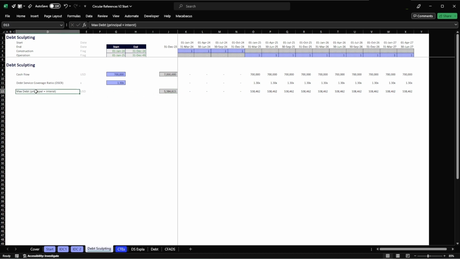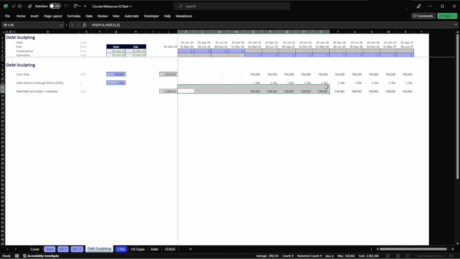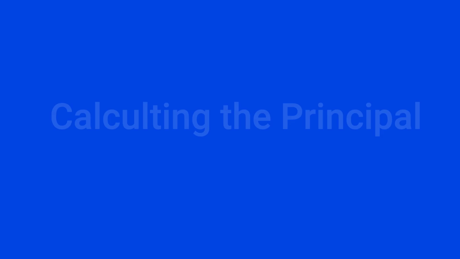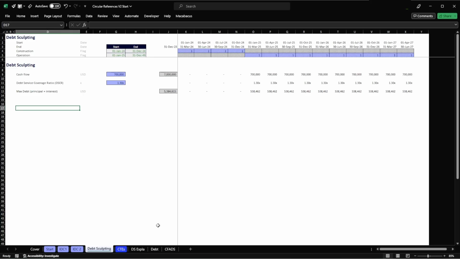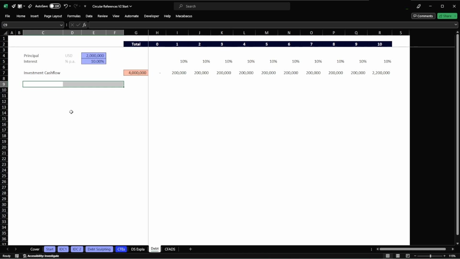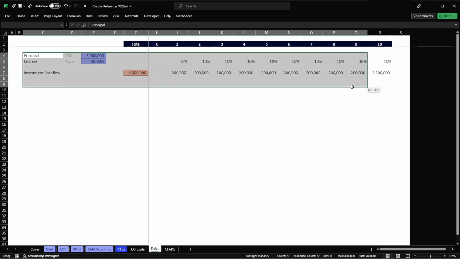We have to calculate, and I misspelled interest again here, so let me fix it. We have to be able to calculate what's going to be the principal and what's going to be the interest of these cash flows in here, because we don't know, they're all mixed together. So we have to be able to distinguish between one and the other. How can we do it? To do it, we can go to this other sheet that I have in here, where we have these cash flows in here.